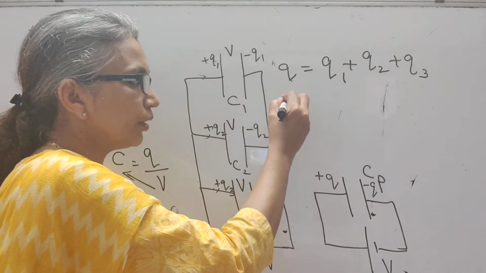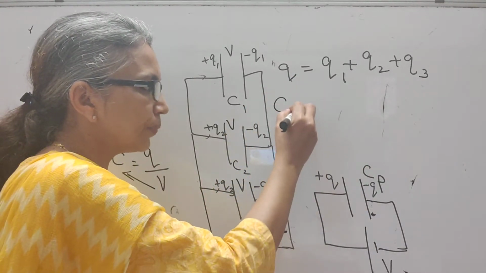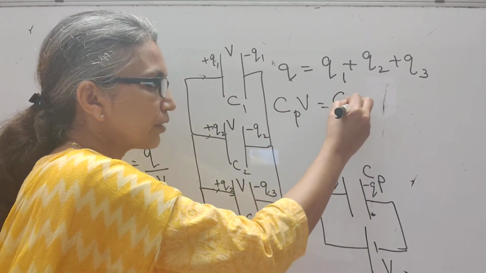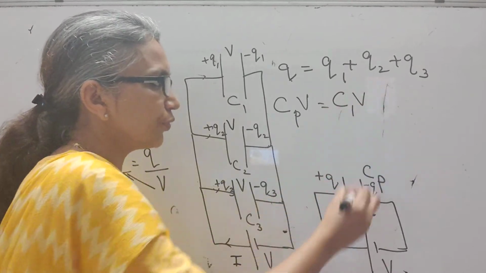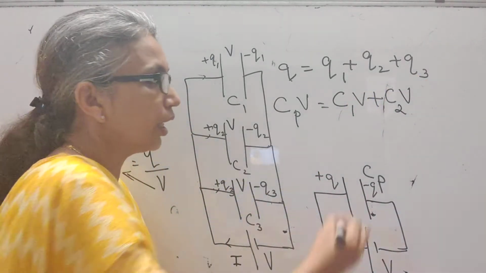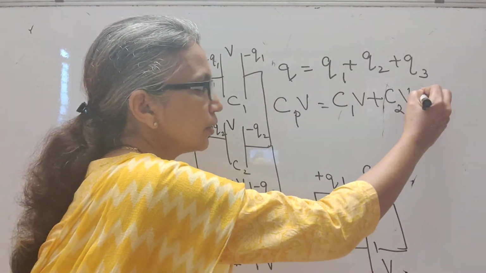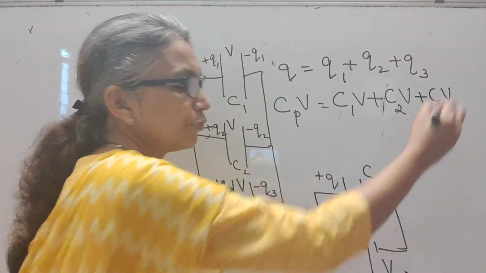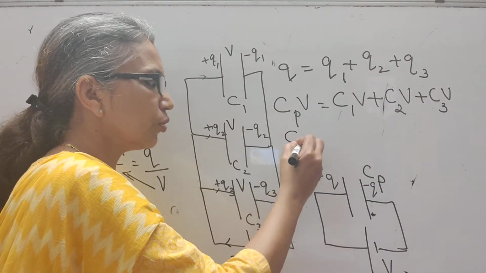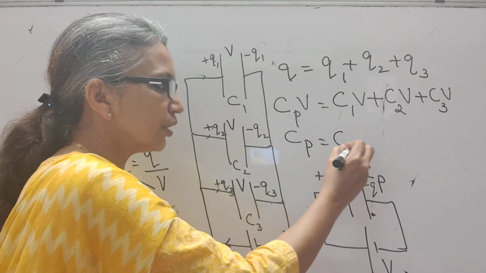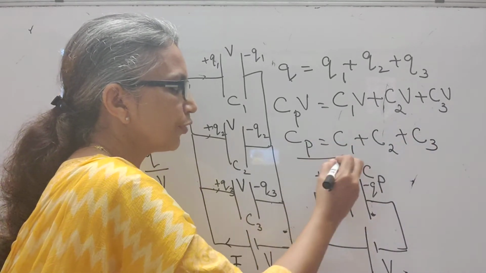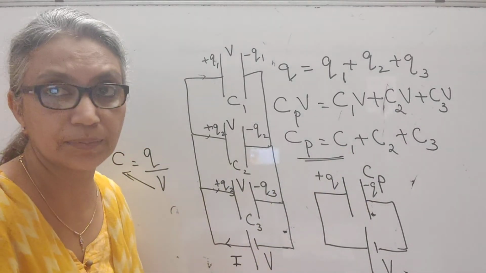So using that formula, CpV equals, here the capacitance is C1 and potential difference is V, here the capacitance is C2, same potential difference V, and here the capacitance is C3 and the same potential difference V. Now if you cancel all the common V, you will see that Cp equal to C1 plus C2 plus C3. So this is the effective capacitance of three capacitors in parallel.